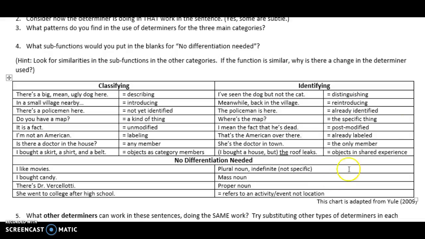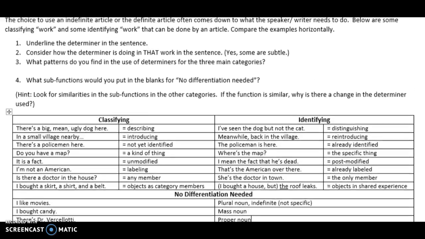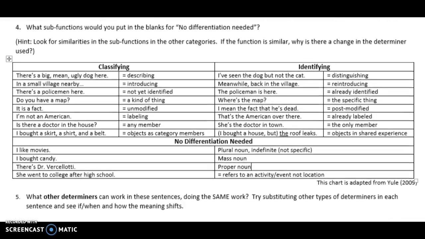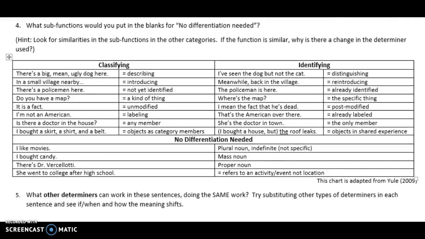Okay, I hope that again helps a little bit, but I think as you get more into it by doing the assignment, the graded assignment on noun phrases, that will help. Also look for the next screencast where we talk about other determiners doing the same work.